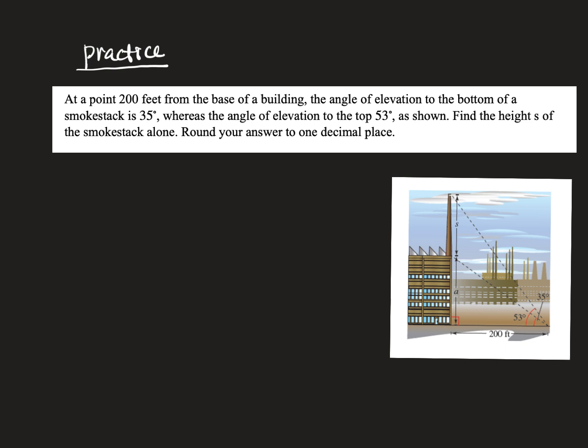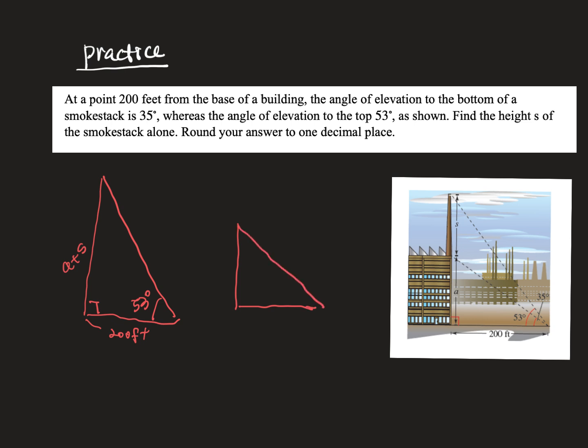Look very carefully here: you have two right triangles right there. So I'm going to separate the two right triangles. The first one is the big right triangle. In that case, the degree is 53. This height is going to be A plus S, and the bottom is going to be 200 feet. Then I draw the small triangle. That degree is 35. Here is A, here is 200 feet.